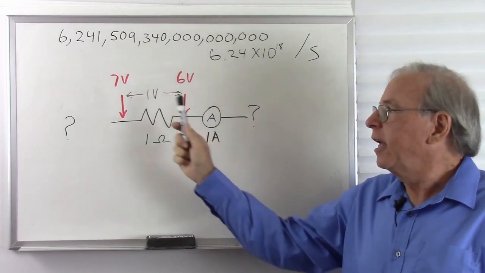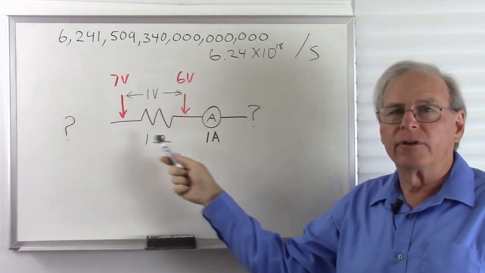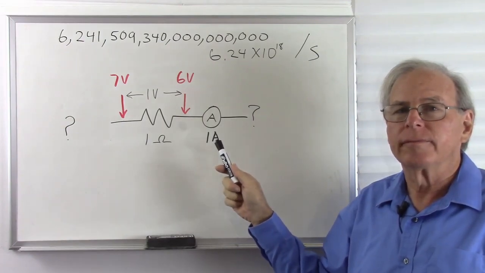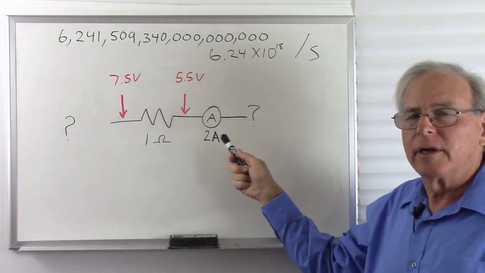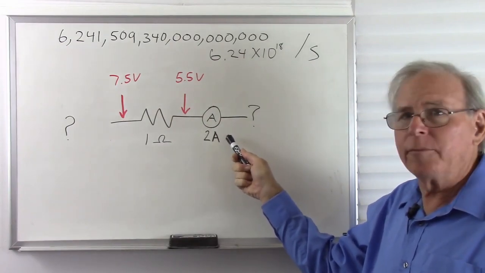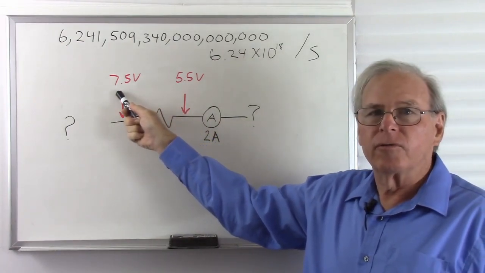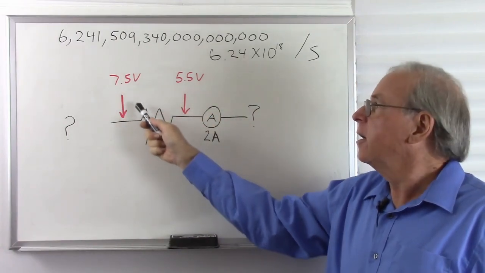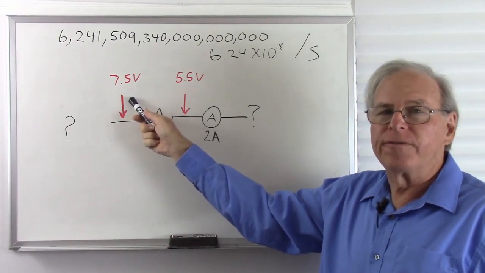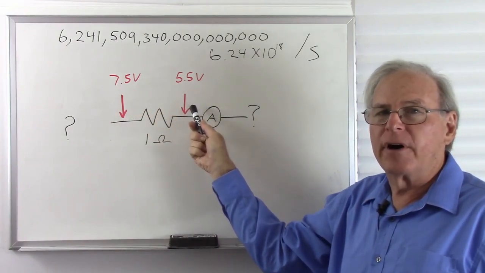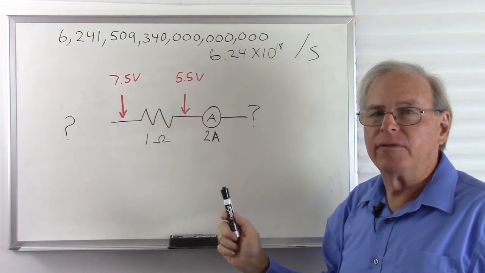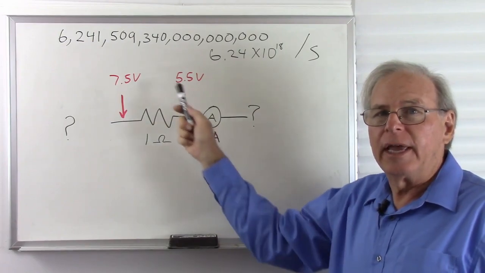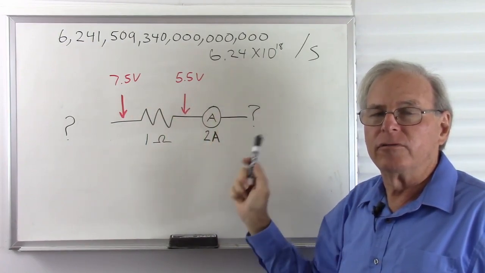Let's see what happens if something in the circuitry around this resistor causes this current to double to 2 amps. So what has happened? Current doubled to 2 amps. Notice this voltage went higher and this voltage went lower. By how much? This voltage went up to 7.5, this one went down to 5.5, and so now the difference is how many volts? 2 volt difference. So we doubled the current, it caused the voltage across the resistor to double.